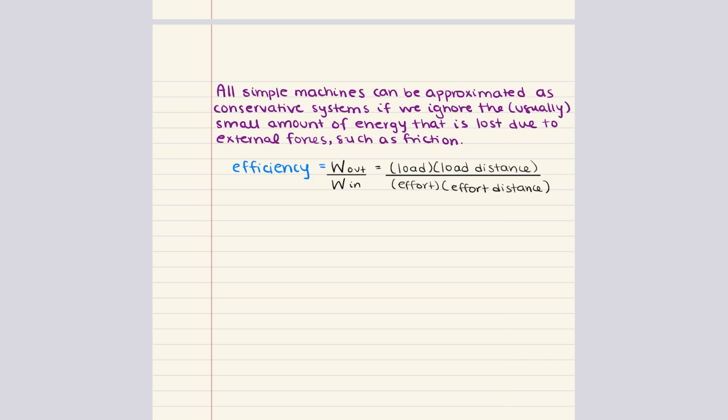So to reiterate, efficiency measures how effectively a machine converts the input work, the effort applied, into useful output work, lifting the load. It's a ratio that compares the work output to the work input, and this can be multiplied by 100%. In an ideal pulley system with 100% efficiency, all the input work should be converted to output work, meaning no energy would be lost to friction or other forces. However, in real pulley systems, the efficiency is usually less than 100% due to these energy losses.